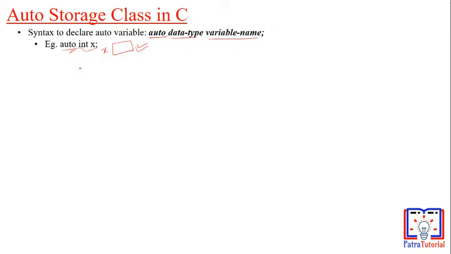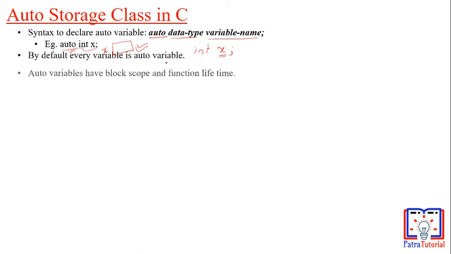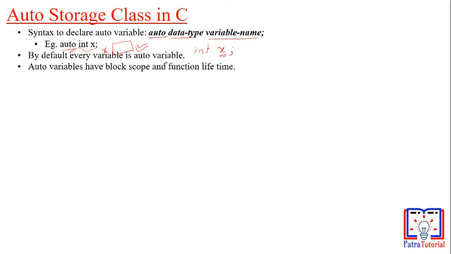Next point is, by default every variable is an auto variable. So if you are not mentioning any storage class, suppose I am writing like this, int x only, then by default this variable will possess the auto storage class. Next point is, auto variables have block scope and function lifetime.